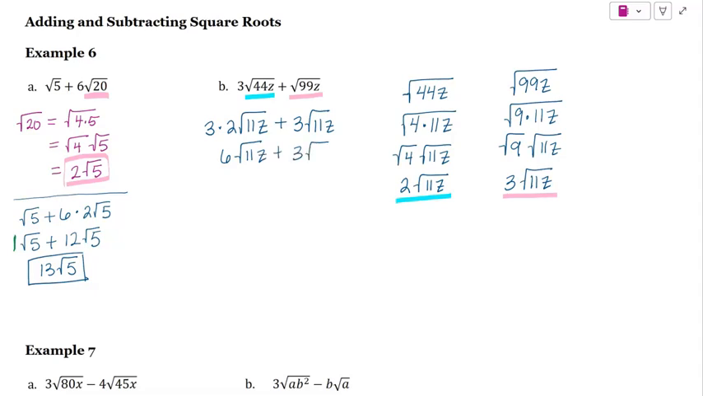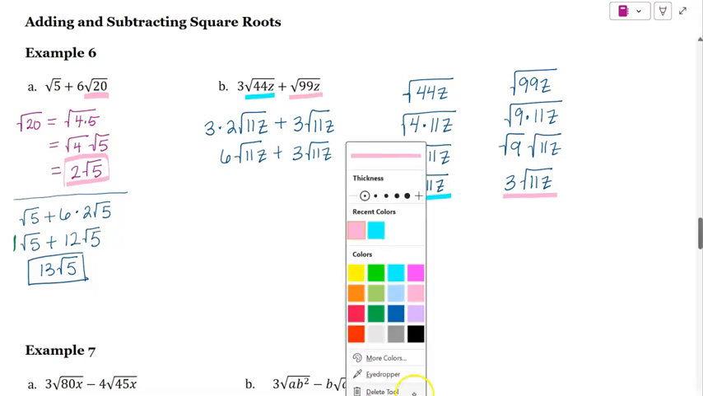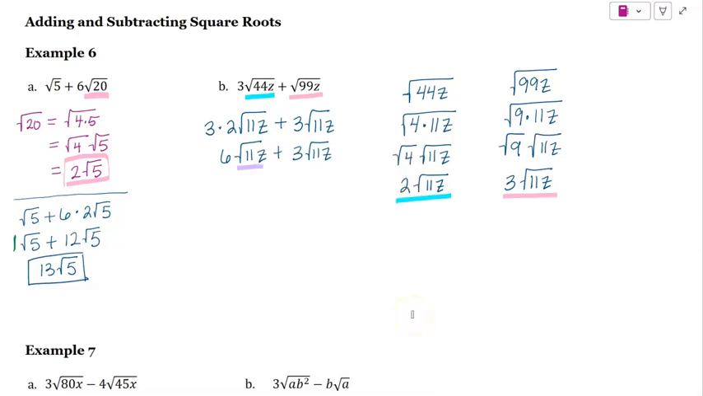This is 6 plus 3, and we have like terms now. We can see that these two items are identical, so we can add the 6 and the 3. And we end up with 9 times the square root of 11z.